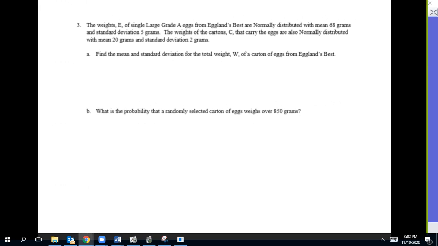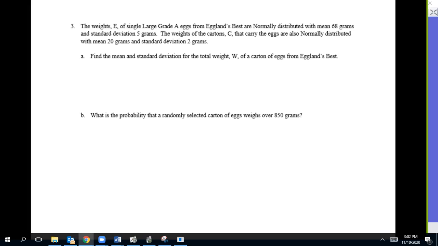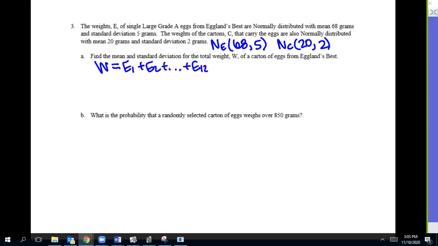Okay, so number 3, we have the weights E of a single large grade A eggs from Eckland's Best are normally distributed. So I'm going to say capital N, E, with mean 68, standard deviation 5. The weight of the carton, we'll use the letter C for that, carries the eggs are also normally distributed with mean 20, standard deviation 2. Find the mean and standard deviation for the total weight of a carton of eggs from Eglin's Best. So let's just write W equals, and at Eglin's Best, we would be adding 12 eggs together. So egg 1 plus egg 2 plus, so the 12th egg, plus the carton.